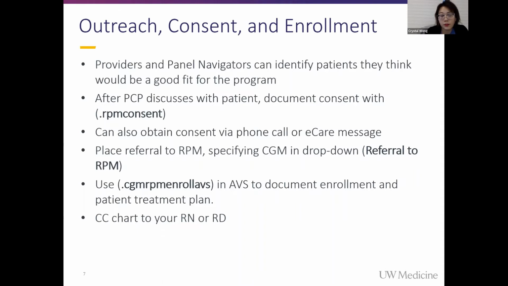Then you want to place the referral to RPM. I'll talk a little bit in a couple slides about where that goes, but that's another stamp: you, as the primary care provider, are referring the patient to this program that is going to be billed. We try to mimic the BHIP consent and referral process, just so we don't scramble our brains too much. And that referral to RPM, as we add on more programs, has a drop-down in it. Right now you would choose CGM, but in the future, when we have hypertension or something else, you can just choose your program.